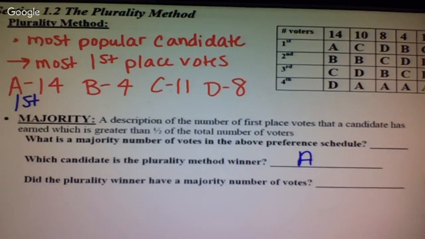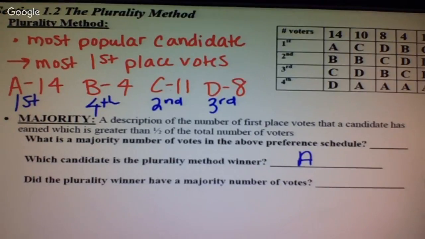They may ask you to do extended ranking. That doesn't require any more work other than you telling me A comes in first, who would come in second? If A comes in first, what candidate would come in second? C, followed by D and B. So if they ask you to extend your ranking, not only do you have to give me a winner, you then have to tell me this person comes in second, this person comes in third, and this person comes in fourth.